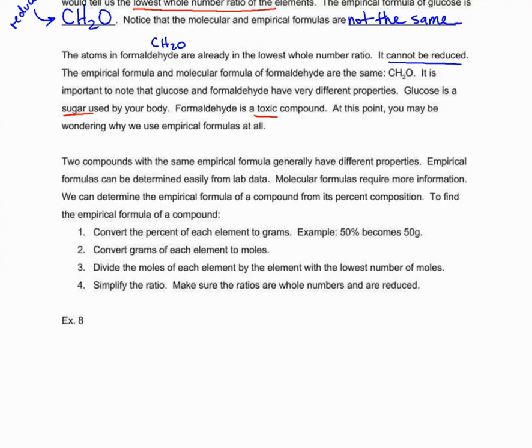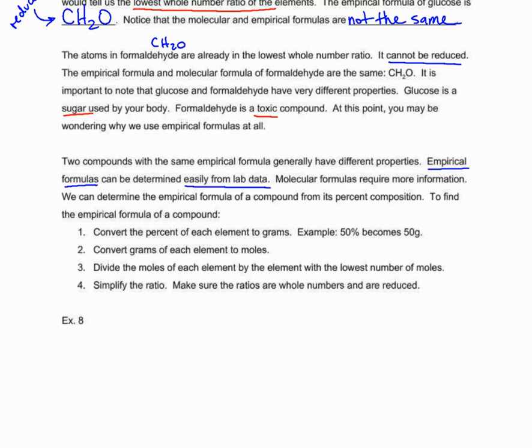So two compounds that have the same empirical formula generally have different properties. Here's the difference between them. Empirical formulas can be determined easily from lab data. Molecular formulas require more information. We can figure out the empirical formula if we know the percent composition of the compound.